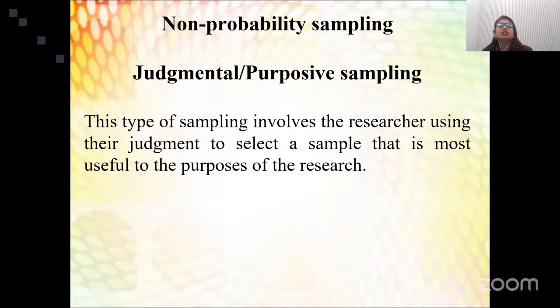So here, judgmental sampling is a sampling technique which involves the researchers to use their own judgment, right? To select a sample, and this is mostly useful for the purpose of the research, right? These days we use judgmental.